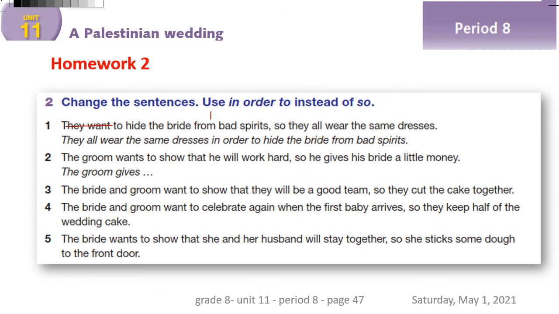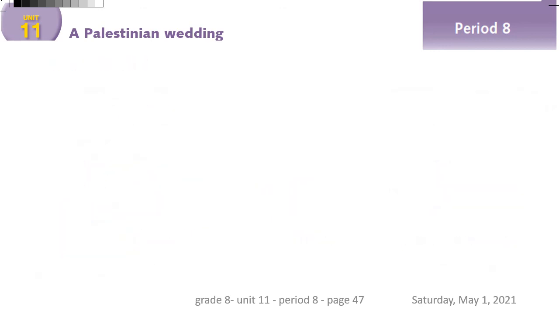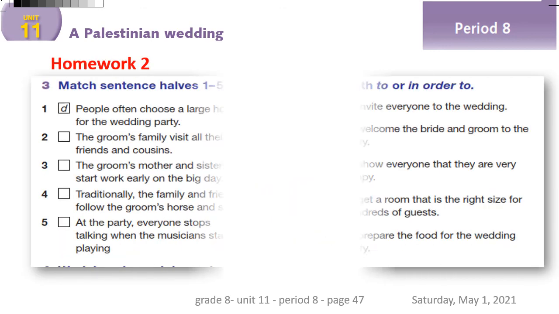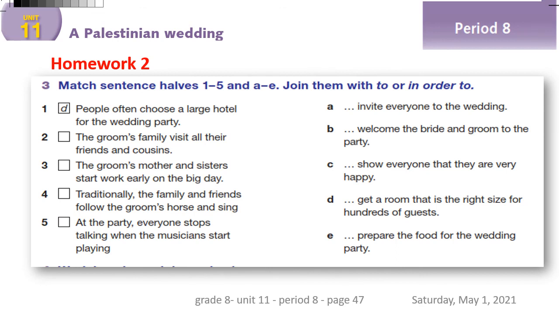Okay, agreed. Okay. And homework number 3 is to match the sentences. وكلهم موجودين عندك في صفحة 47. إجابة الأسئلة على الكتاب وليس على الدفتر، وصور الصفحة هي نفسها صورة واحدة وسلمها كصورة واحدة.